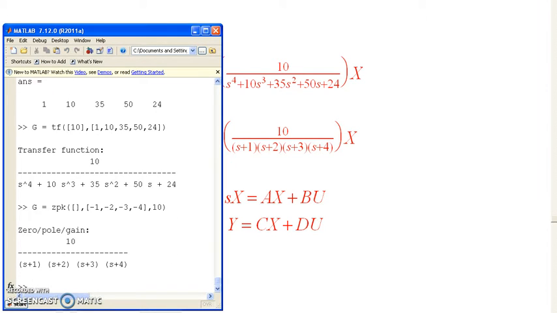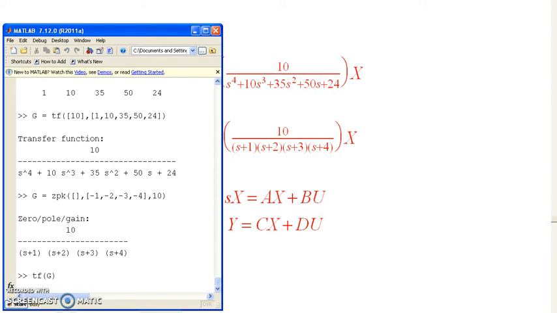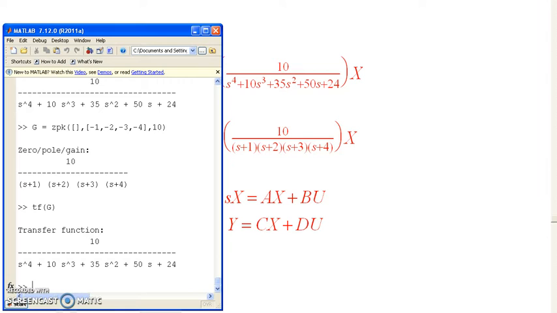Given one form, I can go to the other. G is now in factored form. Let's say what's the transfer function of G. And there it is. I can also input in state space form. State space is actually much more convenient in this class.